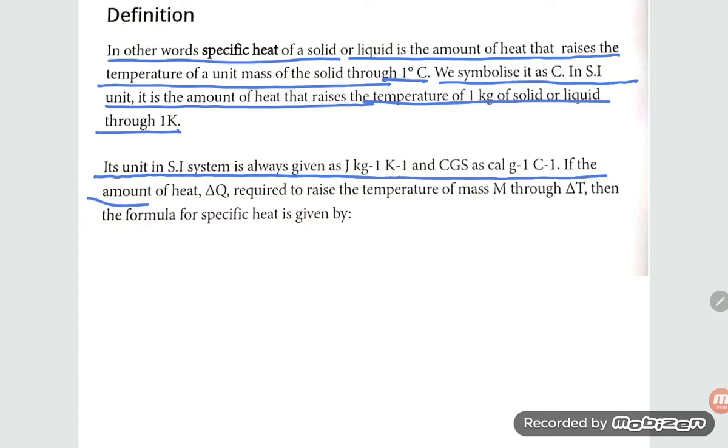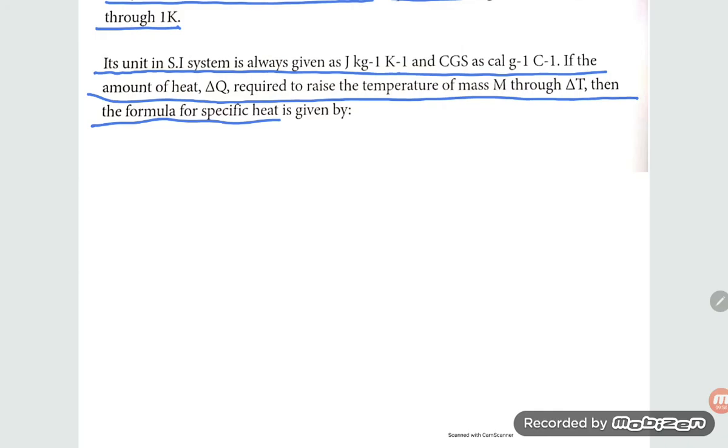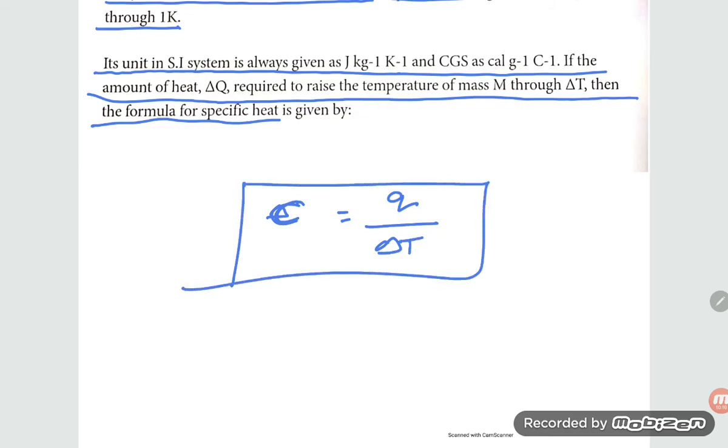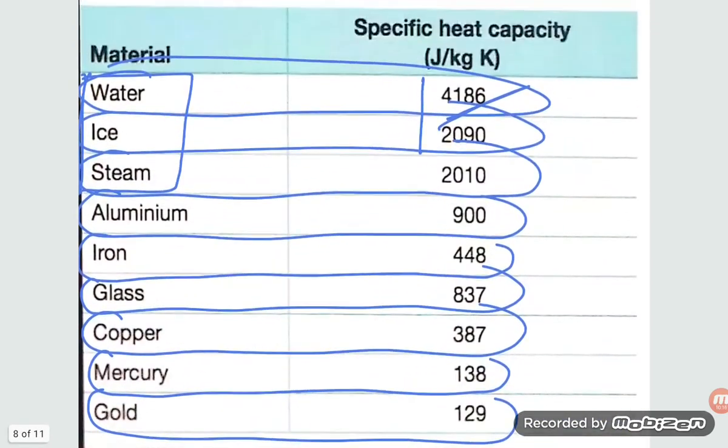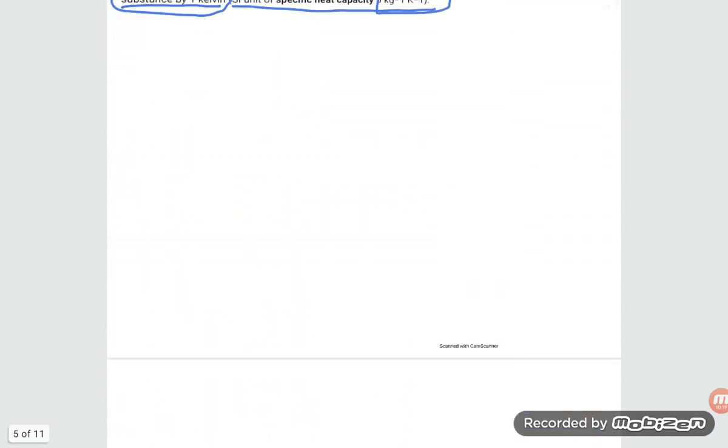If the amount of heat ΔQ is required to raise the temperature of a mass through ΔT, then the formula of specific heat capacity is given by C is equal to Q upon ΔT. This is the formula we have to use for heat capacity, molar heat capacity, and specific heat capacity. It is very simple, students.